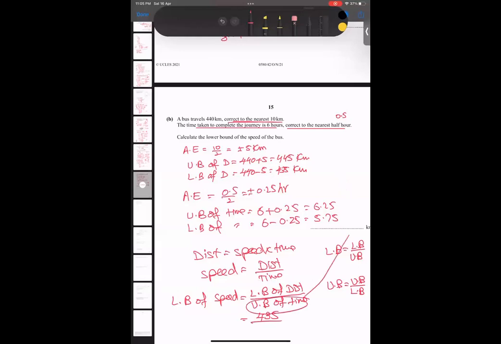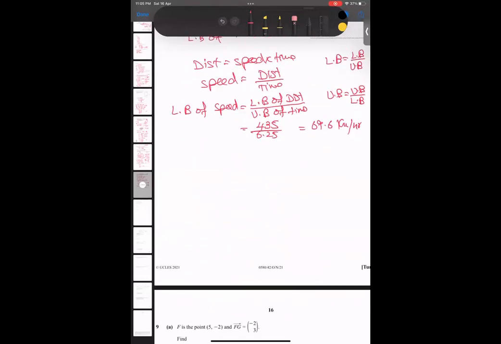And the upper bound of time is given here. So when I divide 435 by 6.25, the answer I'm getting is 69.6 kilometers per hour. Alhamdulillah Rabbil Alameen, that is also clear.